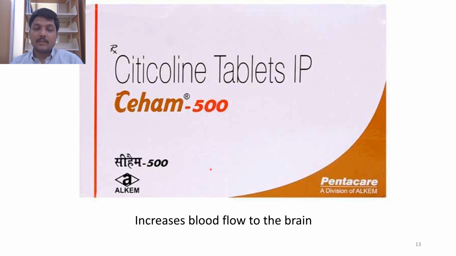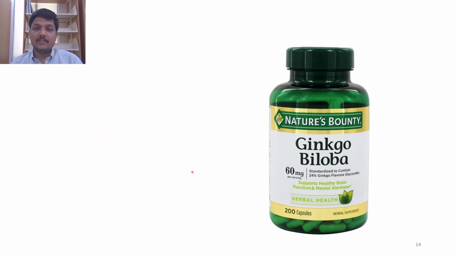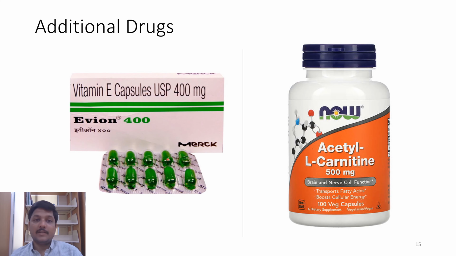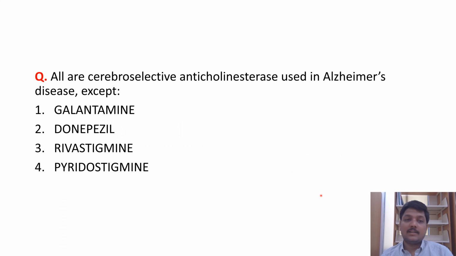What we can expect in MCQs is just these one-liners. And ginkgo biloba is one thing which we can find as a health supplement. Actually this is a dried extract of a Chinese plant. This drug carries a risk of bleeding. Additional drugs in Alzheimer's are vitamin E capsules used in higher doses, and acetyl-L-carnitine.